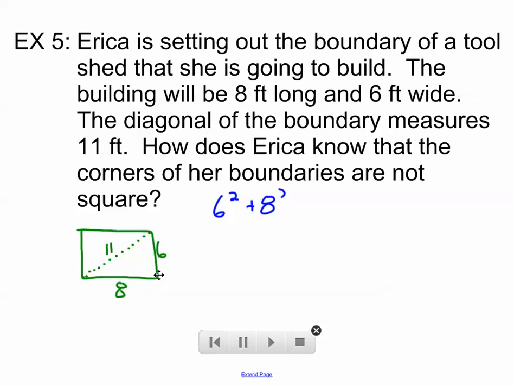So all we're going to do is check the Pythagorean theorem here. Does 6 squared plus 8 squared equal 11 squared? Well, we get 100 and 121. That's how Erica knows that her corners are not square. She's going to have to get her carpentry tools out and do some refiguring. And then she could always measure the diagonal again and make sure that this distance is 10. That's what it should be. 6, 8. This distance should be 10. And then she'll know that her corners are square.